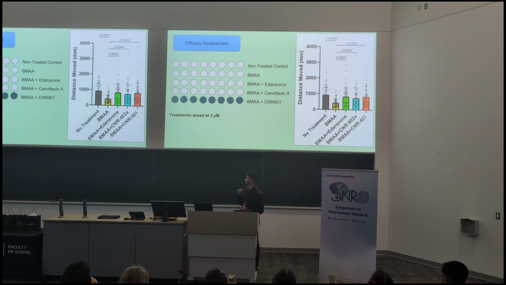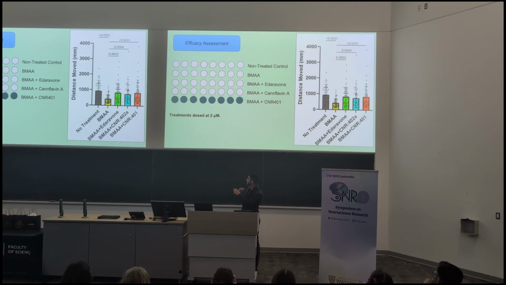So this is our phenotypic analysis. So I want to draw your attention to the gray bar because that's our no treatment control. And if you contrast that with the yellow bar there where we expose them to that neurotoxin, you can see there's a significant reduction in distance moved. So that confirmed the validity of our neurodegenerative model.